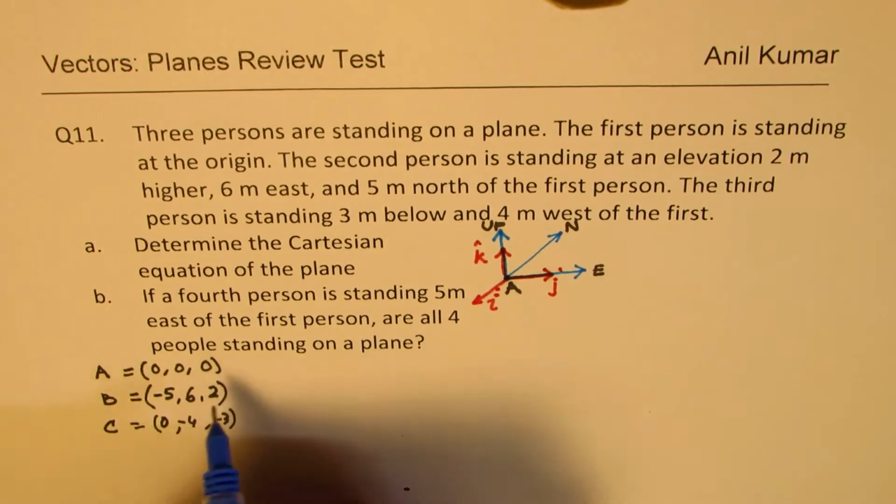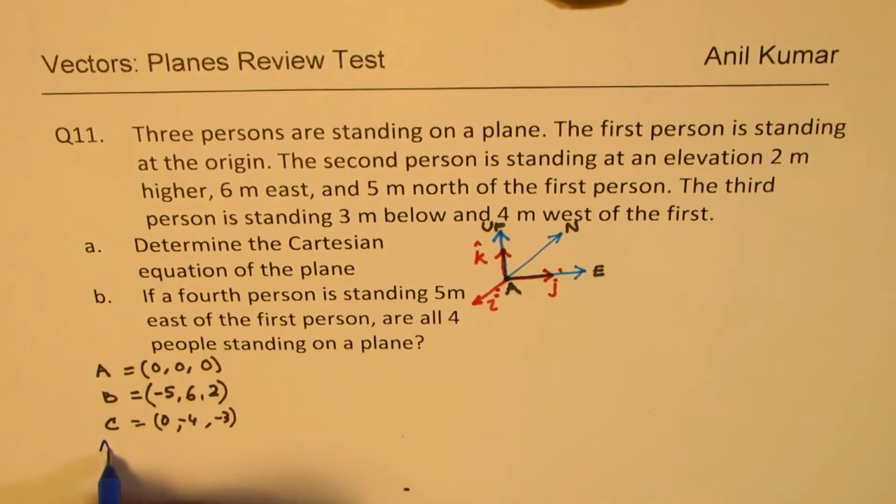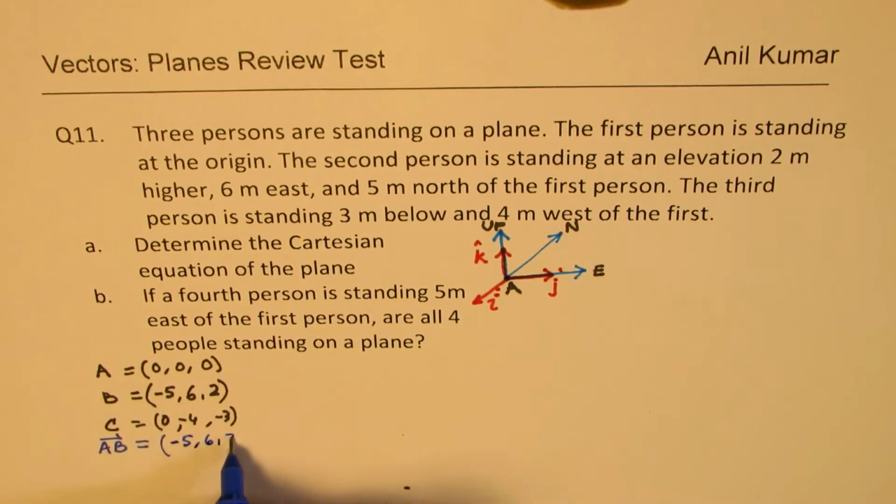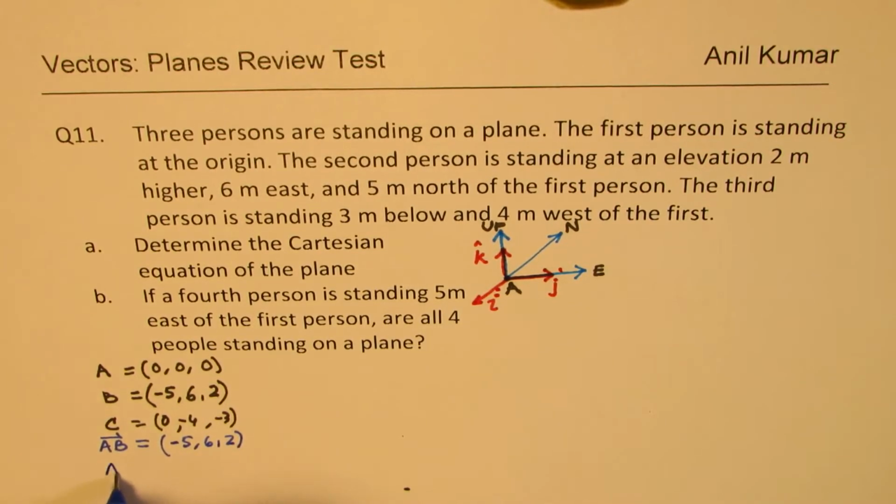Now these 3 positions could give you vector directions. So we could get what AB is. A to B will be B minus A. So when you do this, B minus A, we get minus 5, 6, and 2, correct? So that is AB for us. Now let us also find what is A to C. A to C will be this position vector, which is 0, minus 4, minus 3, correct?